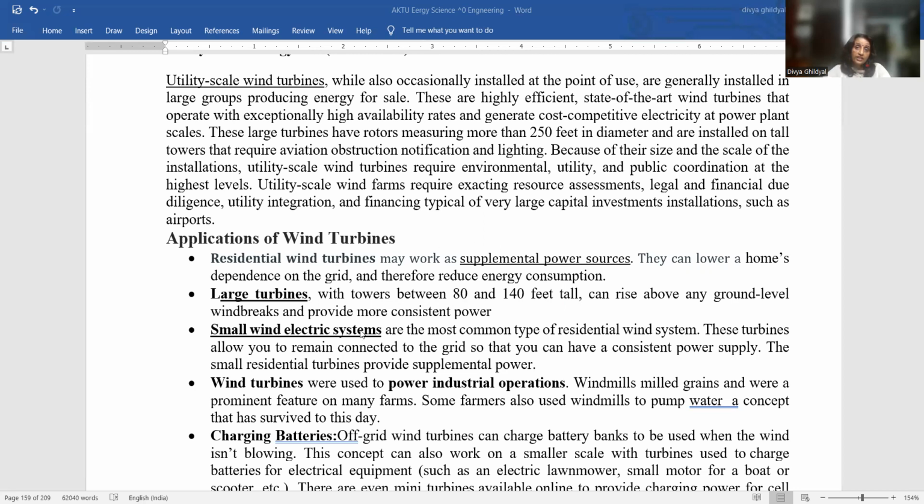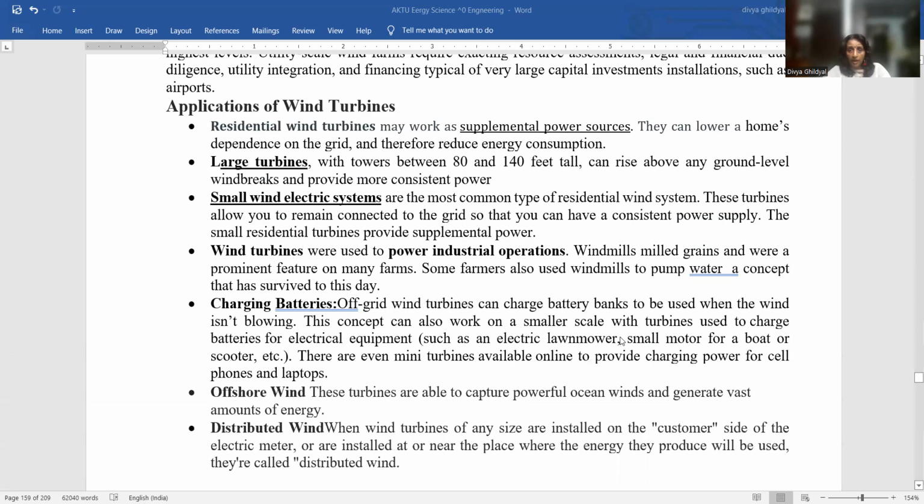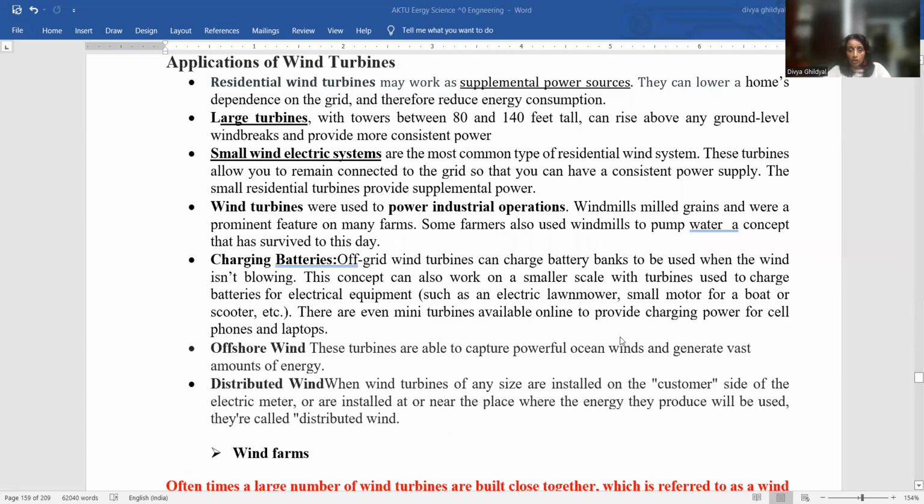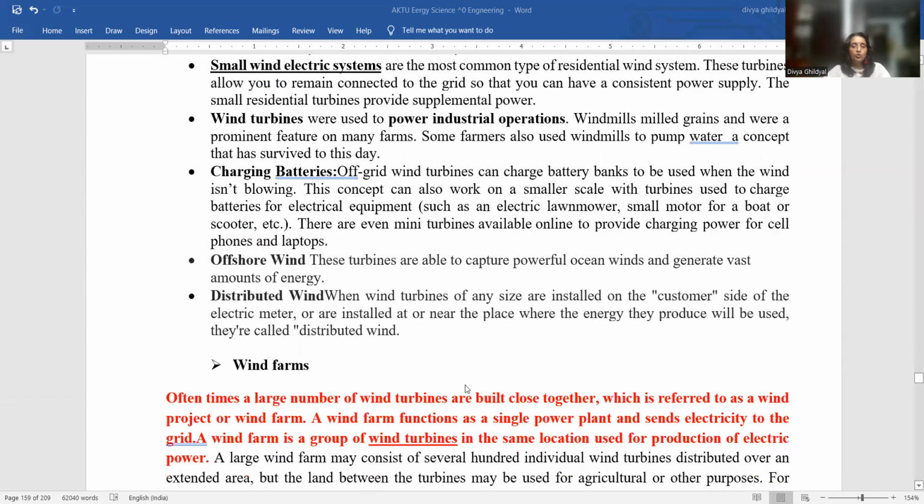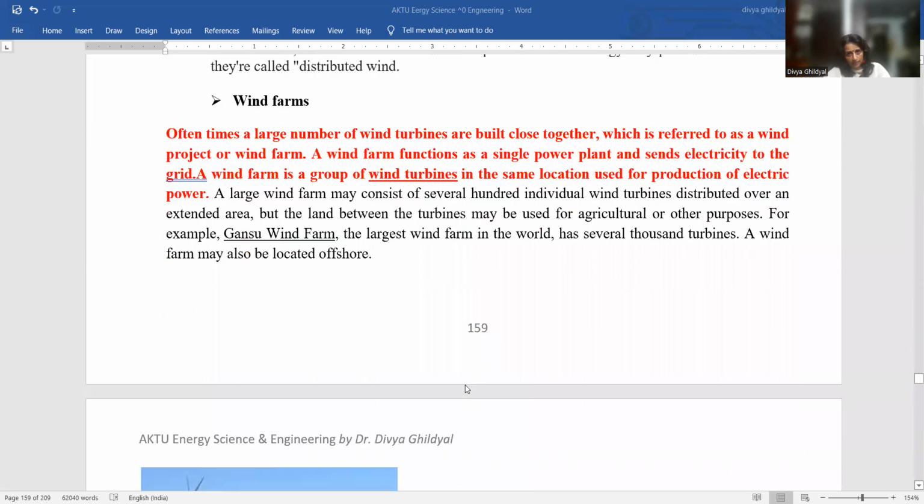Small wind electric systems can be used for small residential societies. Power industrial corporations again are going to require big wind turbines. The offshore wind turbines are able to capture a large amount of ocean winds and generate a vast amount of energy. Even disturbed winds, when turbines are working, still manage to generate electricity.